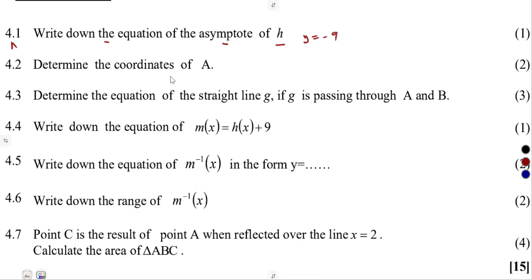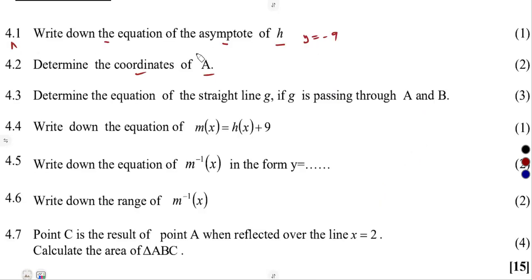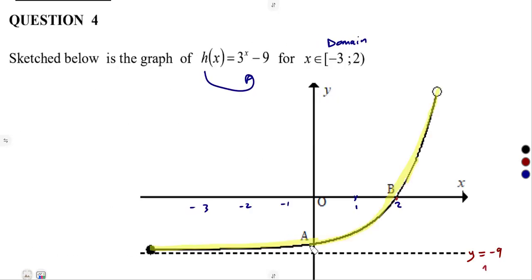Then determine the coordinates of A. We can tell that A is equal to... oh, no. Hey, guys, look, I'm focusing on B. This is A, not B. So we need A, this one, which is the y-intercept.